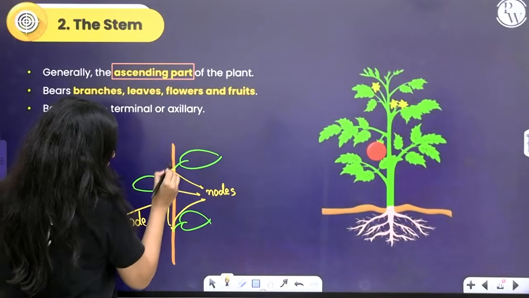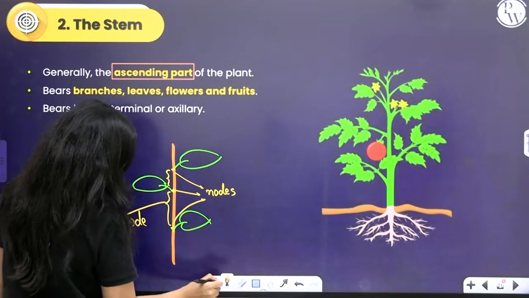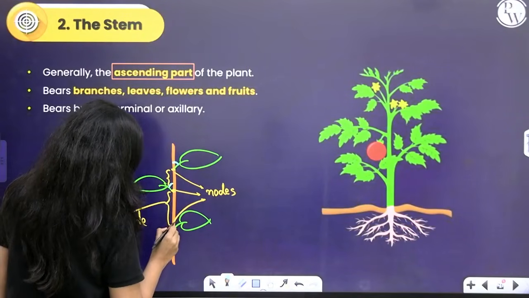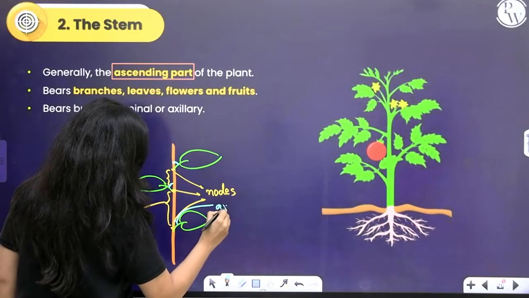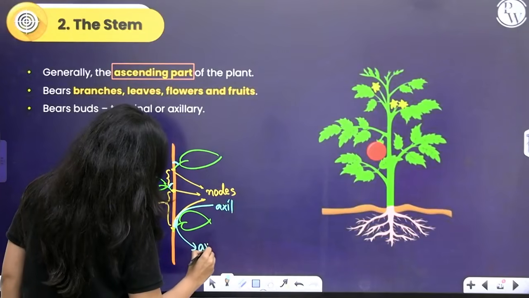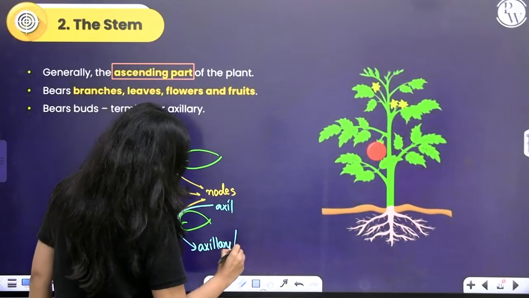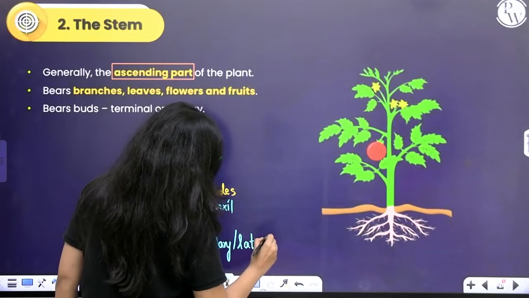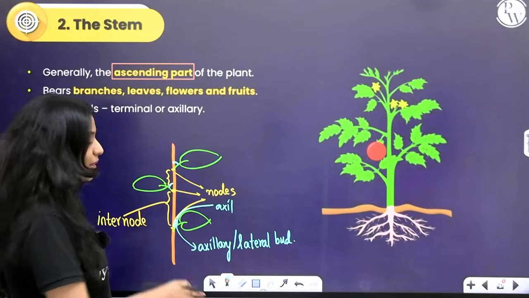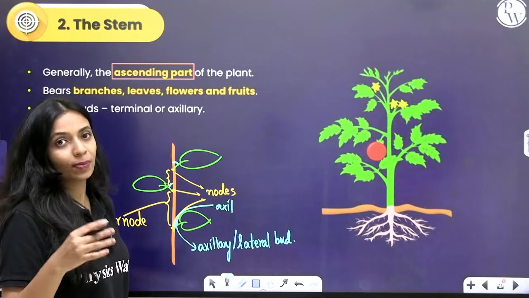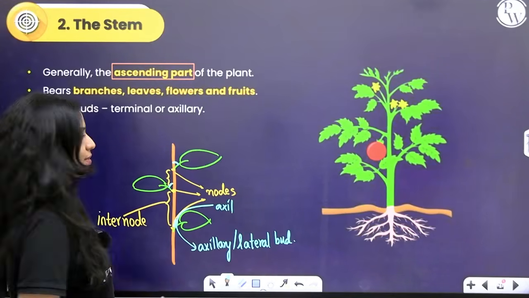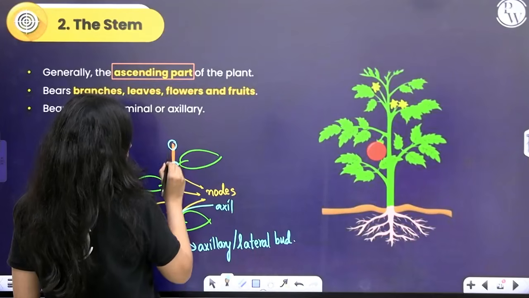At the angle between the stem and the leaf, this angle, okay, so this is called the axil. At the axil, buds will be present. We call that the axillary or lateral bud. In the axillary or lateral bud, meristematic tissues will be present. They are capable of undergoing cell division. So from the axillary buds, either branches or flowers can arise. Okay. At the tip of the stem also, bud will be present.